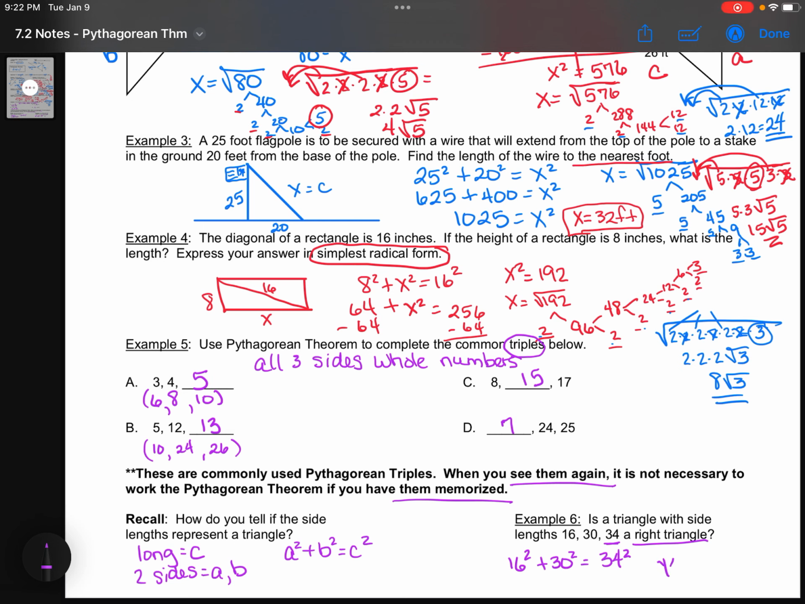It is, yes, because 30 times 30 is 900, 16 times 16 is 256, and if you add those together you get 1,156. And 34 squared is also 1,156. So since those are the same, it is in fact a right triangle.